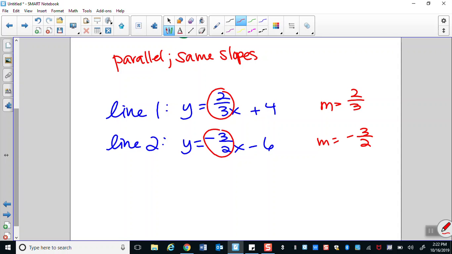-3/2. Remember before I said you have to make two changes if the lines are perpendicular, because we can look at these clearly and see that they're not the same. Did we go from positive to negative? Yes. And did we flip from 2/3 to 3/2? Yep. So these lines are perpendicular.